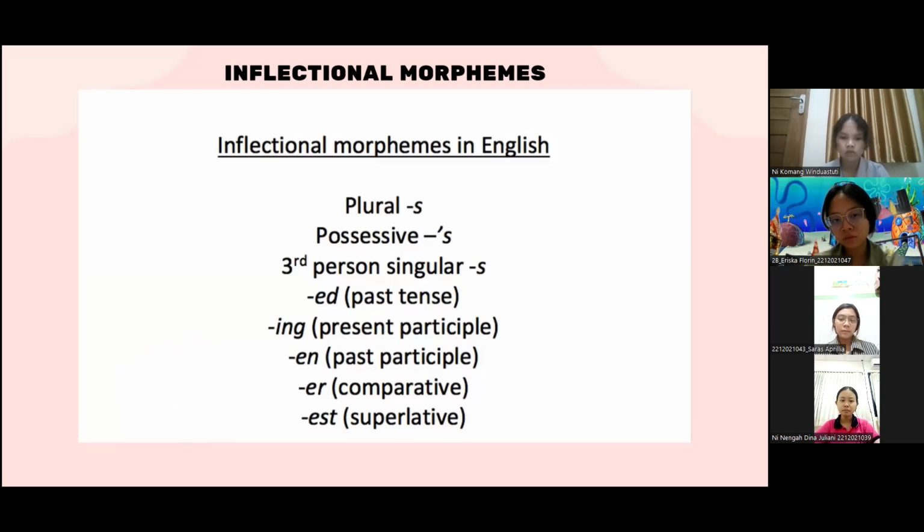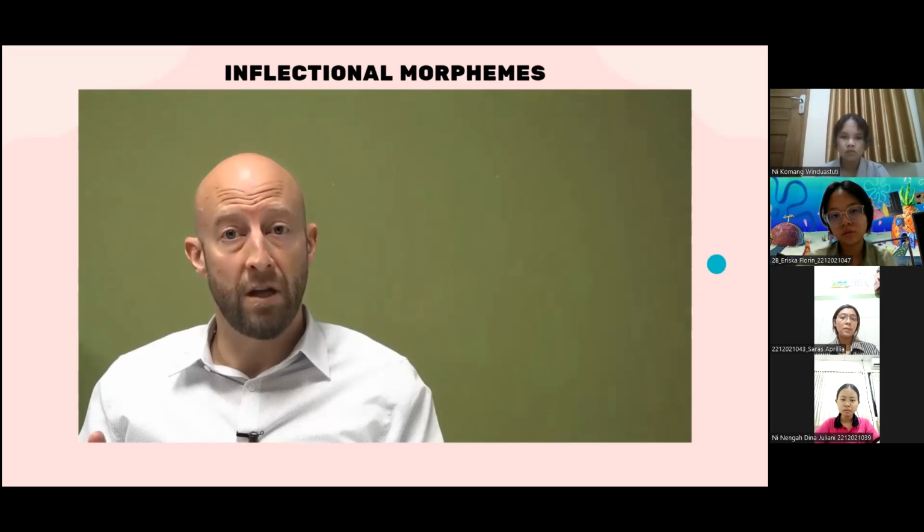We have the er comparative, which you use from cold to colder. That's not the same as the agentive er, like turning teach into teacher, because that changes the lexical category from one to another. But that er in colder is doing something more grammar-like. And then the last of these is the superlative, the est, such as in the word coldest. So there are just eight inflectional morphemes in English, but other languages may use a lot more inflectional morphology. Well, that's it for this video.